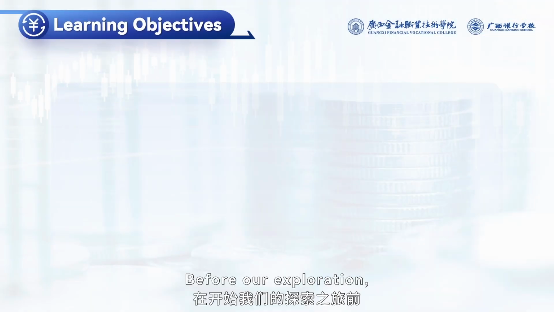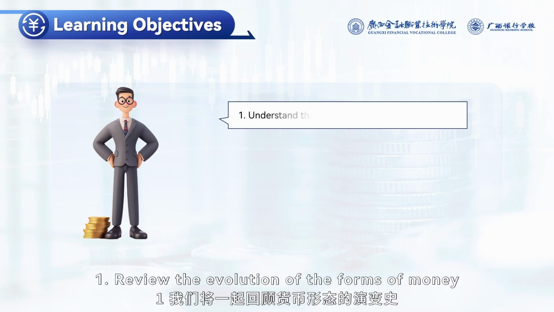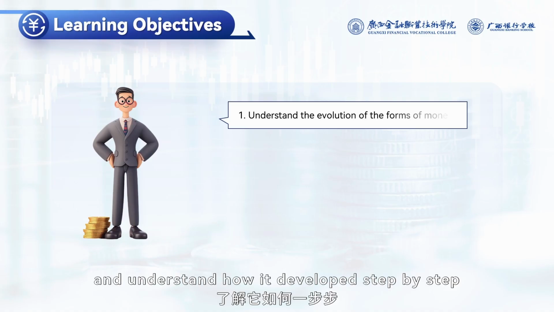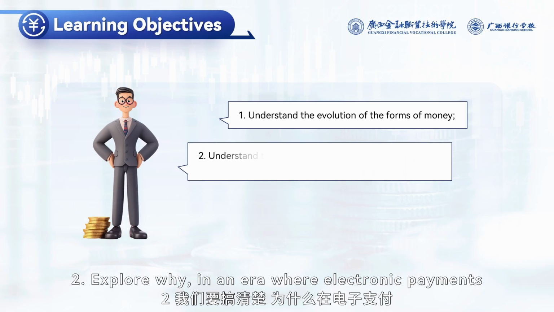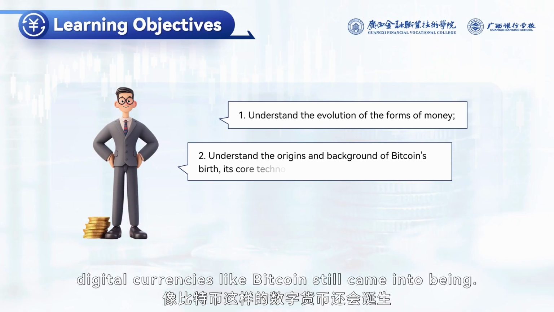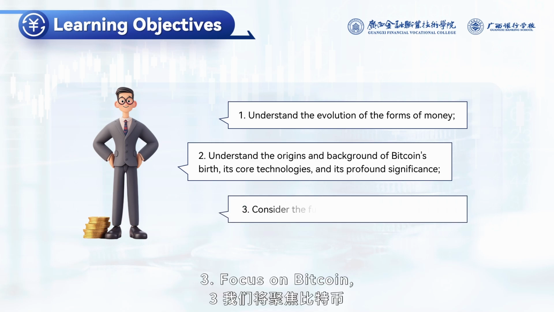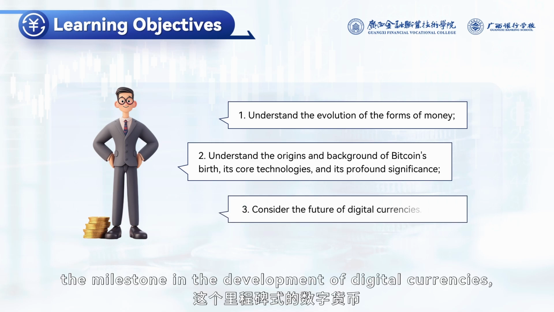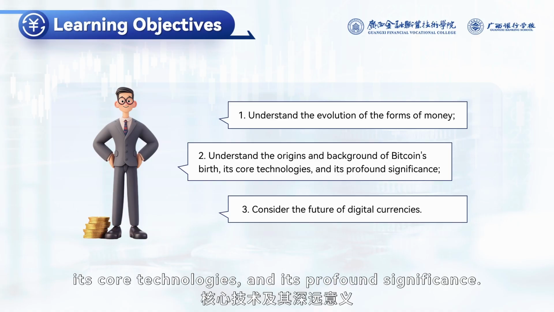Before our exploration, let's clarify our learning goals for today. 1. Review the evolution of the forms of money and understand how it developed step by step into what we see today. 2. Explore why, in an era where electronic payments are already so advanced, digital currencies like Bitcoin still came into being. What powerful forces drove their emergence? 3. Focus on Bitcoin, the milestone in the development of digital currencies, and learn about the background of its birth, its core technologies, and its profound significance.